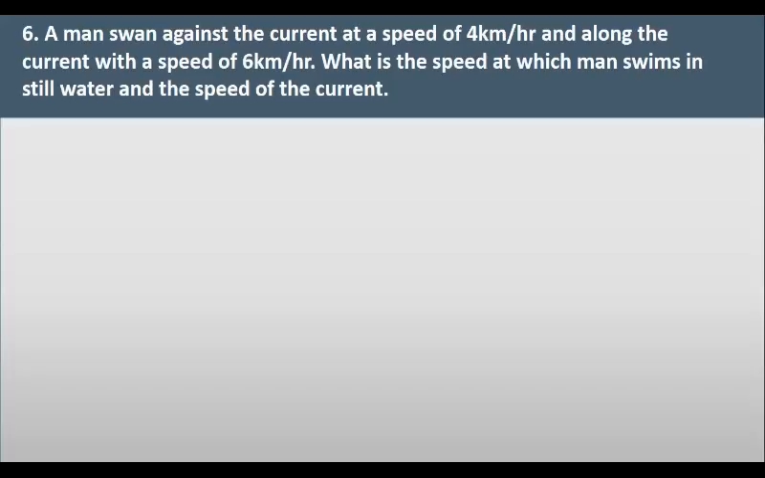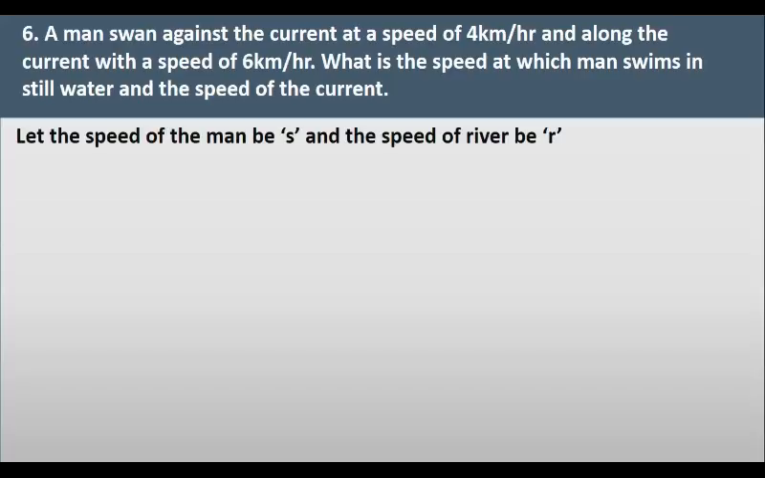A man swam against the current at a speed of 4 kilometers per hour and along the current at a speed of 6 kilometers per hour. What is the speed at which the man swims in still water and what is the speed of the current? So let's begin the solution. Let us assume that the speed of the swimmer is S and that of the river is R.